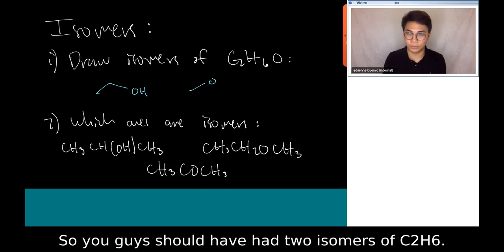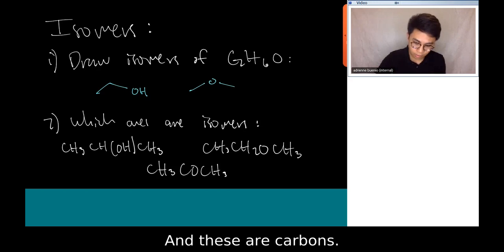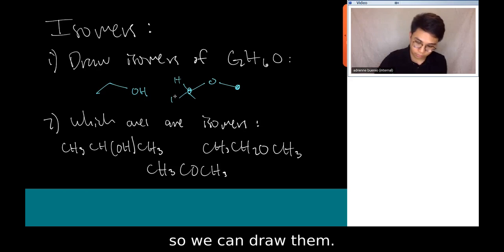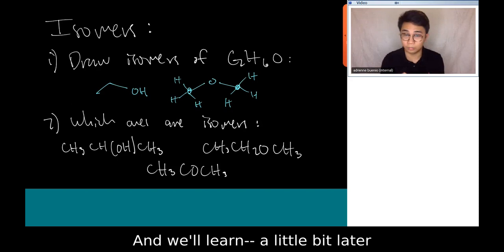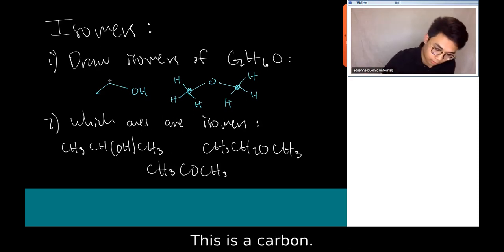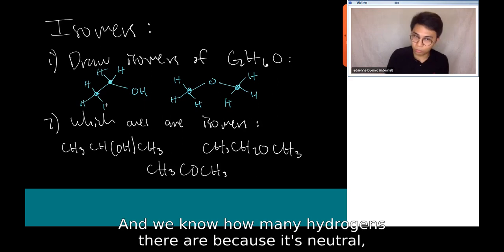And two. So you should have had two isomers of C2H6. And these are carbons, right? And then we know there are hydrogens on them, so we can draw them. We'll learn a little bit later, so we're going to review how to draw these. And that's OH right there. This is a carbon, this is a carbon, that's two H's over here. And we know how many hydrogens there are because it's neutral, right?